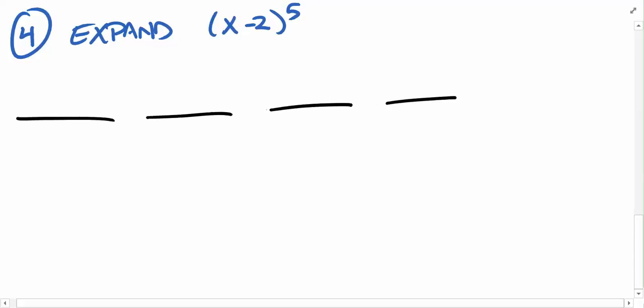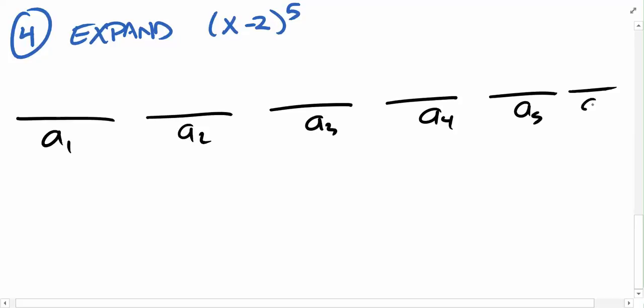Okay? The first term will be, I'll label these for you, A1, A2, A3, A4, A5, and A6. The first term will be positive. And then they will alternate signs. Minus, positive, minus, positive, minus. First term is always positive. Well, if this term is positive, and I'm raising it to an odd number, so I'm good to go. Positive, no matter what.